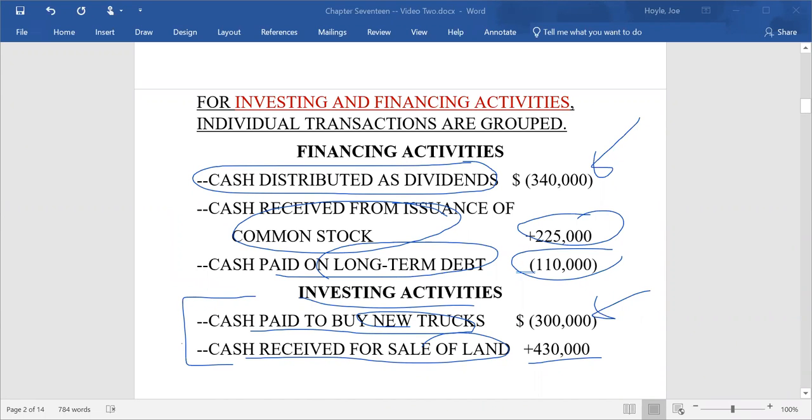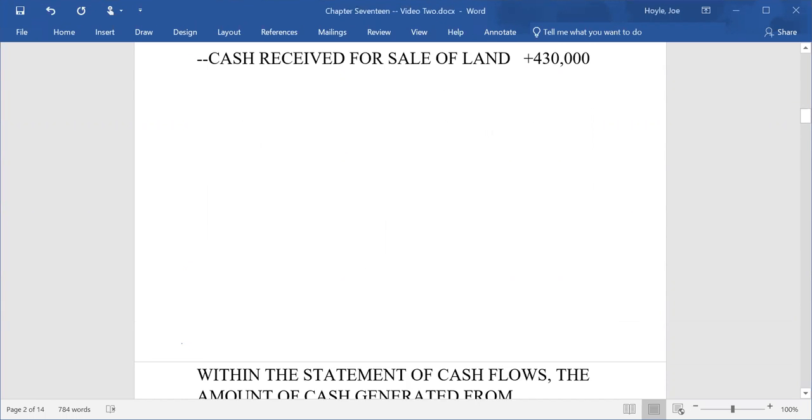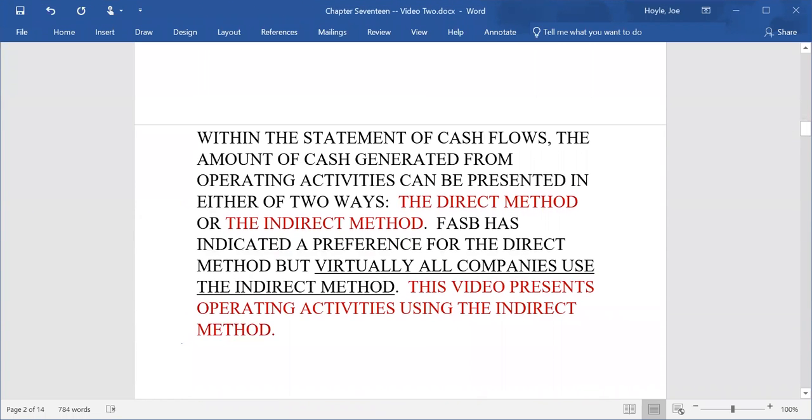So as far as the financing activities or the investing activities, what you're looking for, I think, is pretty obvious. How much cash did you get or how much cash did you spend? Does it involve an asset or does it involve equity or a liability? And the information is simply presented so that decision makers can understand what happened to the company this year. Now we'll move to the operating activities, a more complicated section.